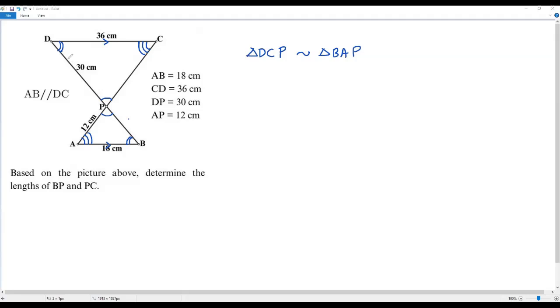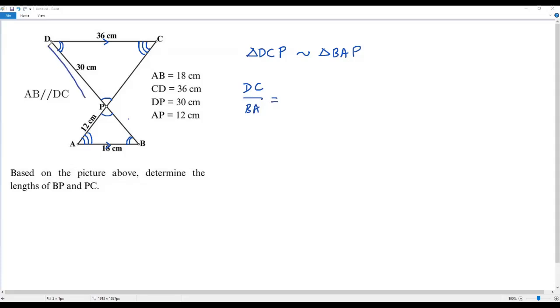Okay, first let me take the side DC in the triangle at the top. What is the corresponding side in the triangle at the bottom? For DC, we have to take the vertices in order. Here I have to consider the first letter and second letter, DC. So we have to consider the letters in the second triangle at the same position, BA. So BA is the side which corresponds to DC.